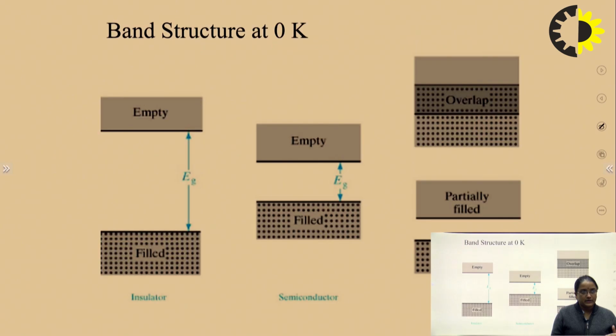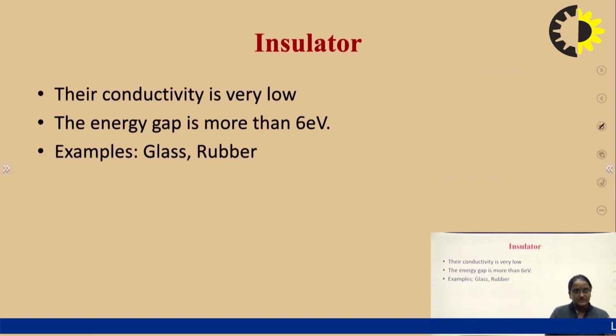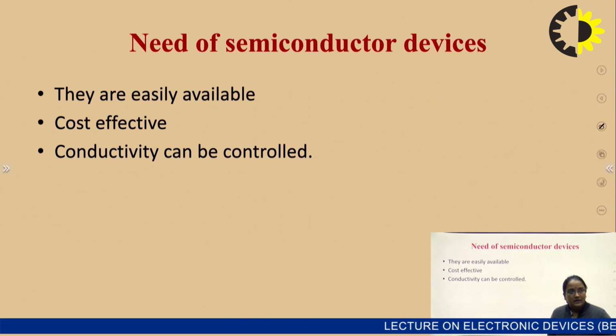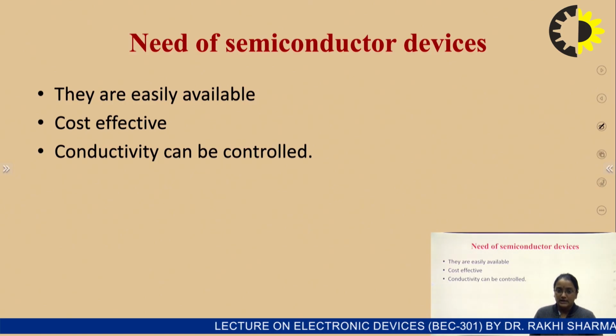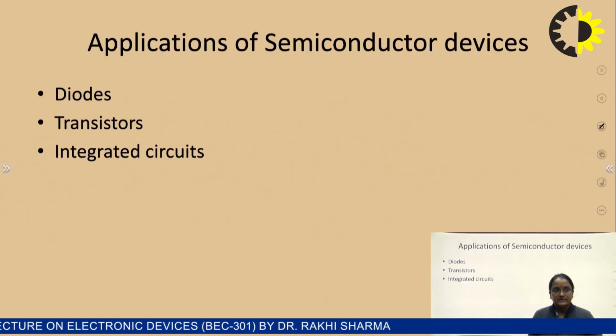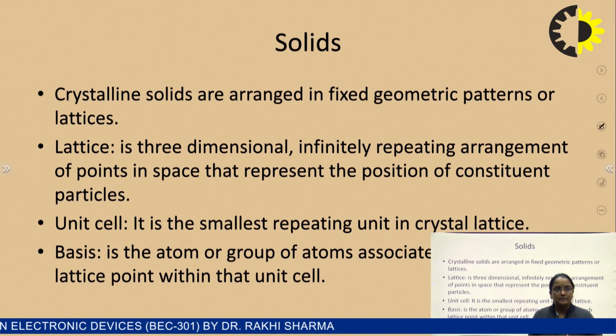After that, the band structure, in which we depicted their classification according to their band gap. Then, the need: why we need these semiconductor devices, and what is the major need nowadays of using semiconductor devices in all the major applications. Then the types of semiconductor devices and their applications.